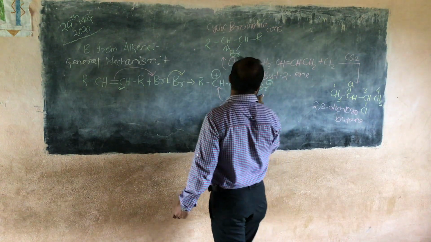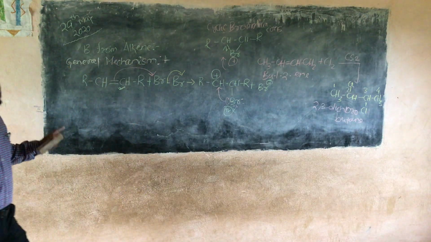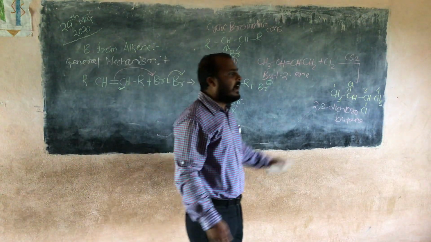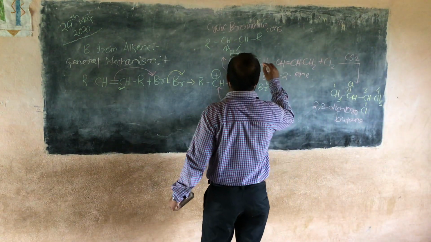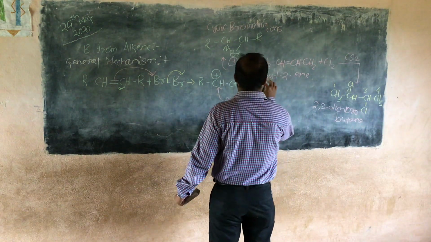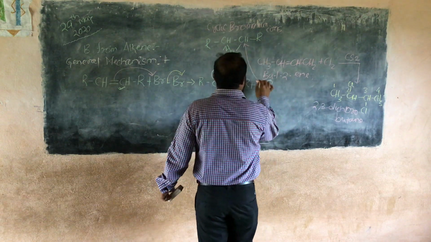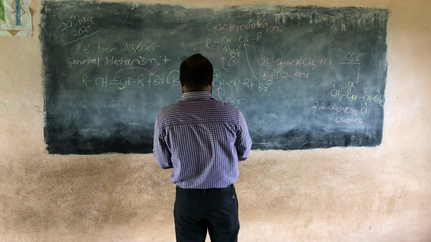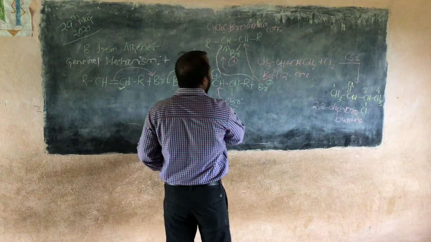After that, the bromide ion, which was initially kicked out during the attack of the alkene as a nucleophile upon the bromine, will now come into the picture. It can attack on this carbon as well as on this carbon. Anyway, both will be the same.